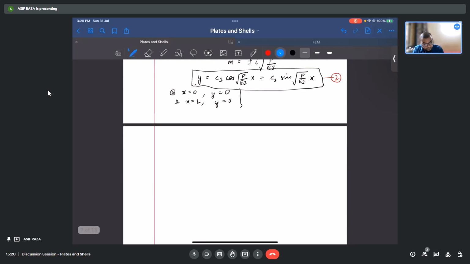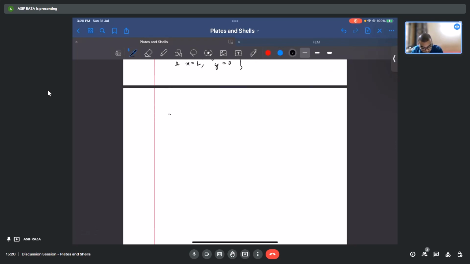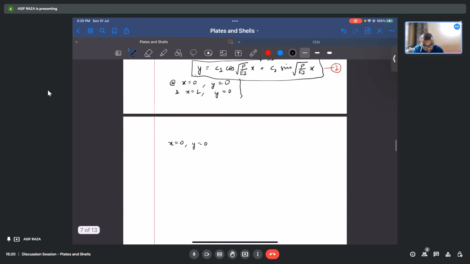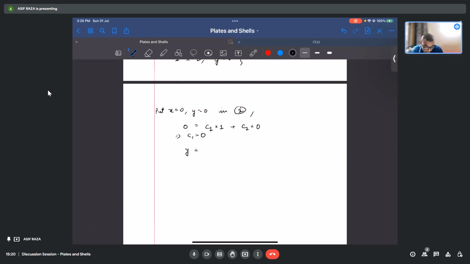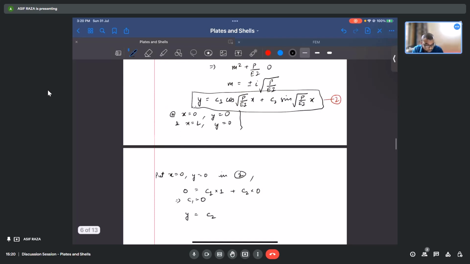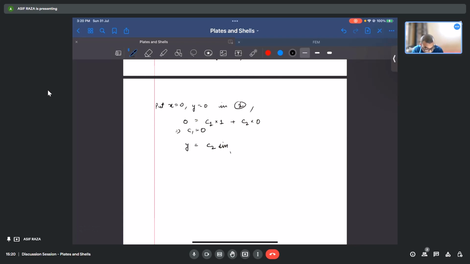So substituting the first condition, that at x equal to 0, y equal to 0, in equation 2 we get 0 equals C1 cos 0, which gives me 1, plus C2 sin 0, which is 0. This gives me C1 equals to 0. This simplifies the equation as y equals C2 sin root P upon EI x.